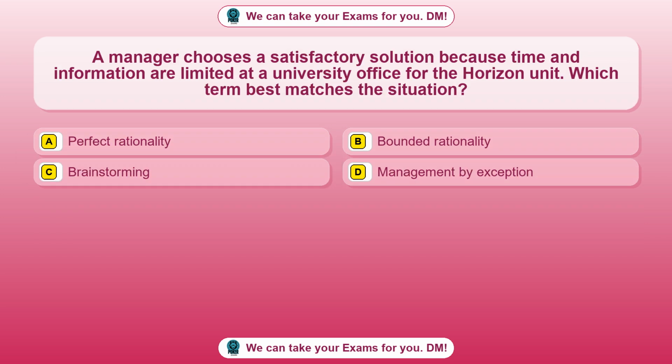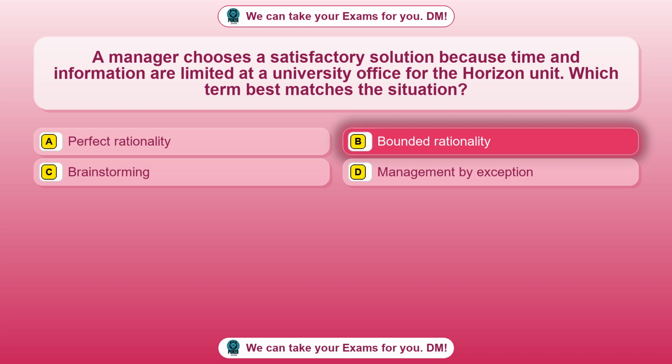Question 89. A manager chooses a satisfactory solution because time and information are limited at a university office for the Horizon unit. Which term best matches the situation? Option A, perfect rationality. Option B, bounded rationality. Option C, brainstorming. Option D, management by exception. The correct answer is option B, bounded rationality.